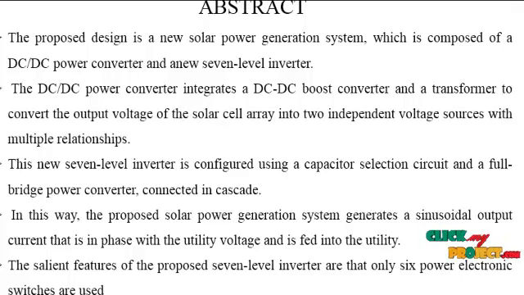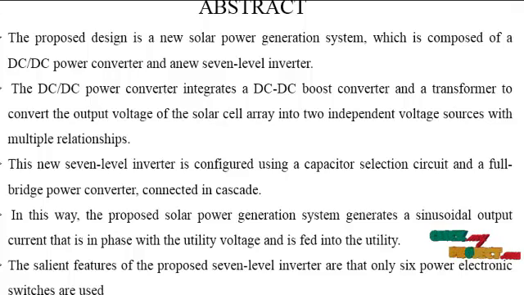The proposed design is a new solar power generation system which is composed of a DC to DC power converter and a new 7-level inverter. The DC to DC power converter integrates a DC to DC boost converter and a transformer to convert the output voltage of the solar cell array into two independent voltage sources with multiple relationships.